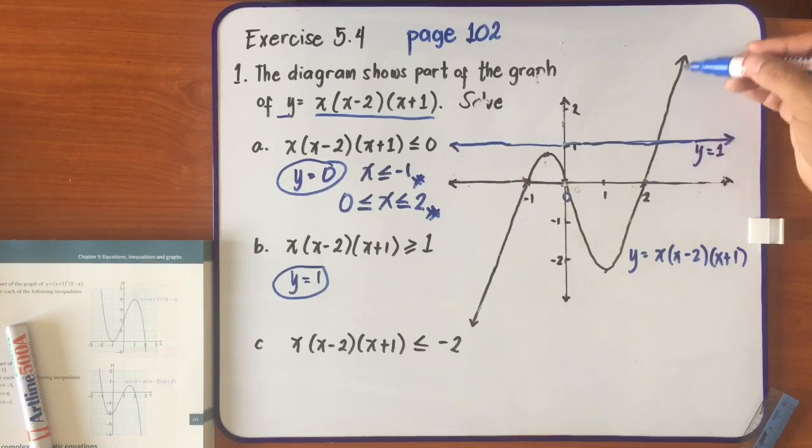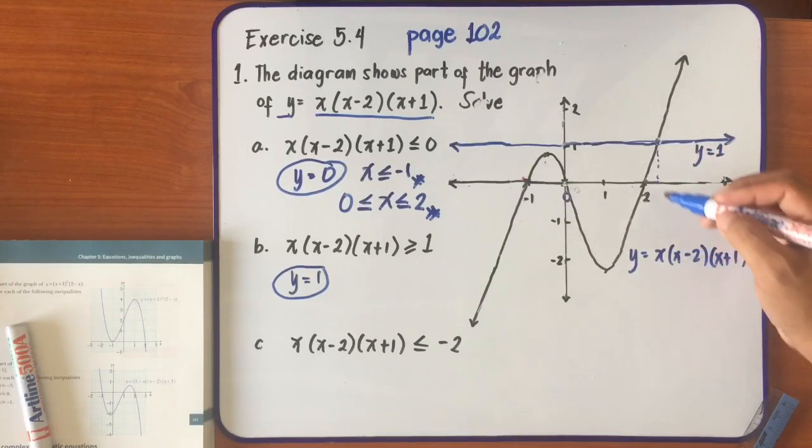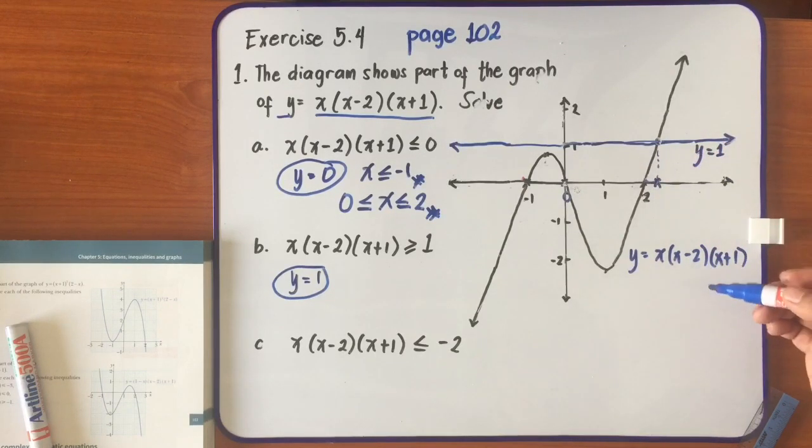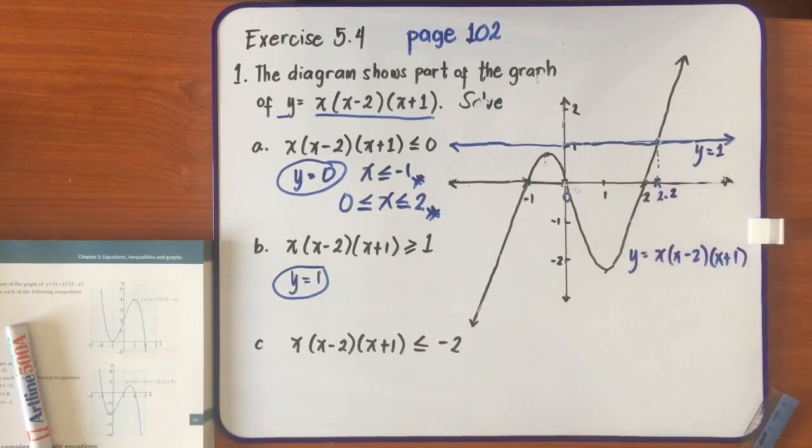But you cannot find the values of x here if you don't know what is this point. What is the corresponding value of x? So, you have to find out what this is based on your graph. So, if I am going to take a look at here, it is 2.2. This is 2.2. Okay? Take a look at your textbook. It will be considered as 2.2 if I draw y is equal to 1.